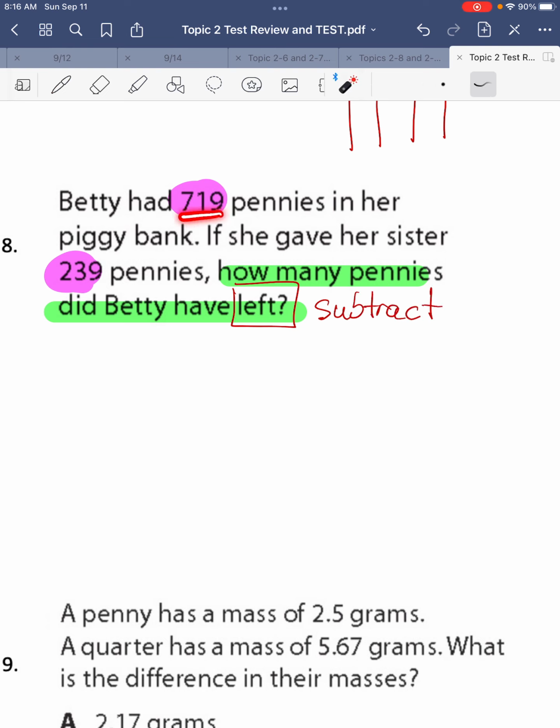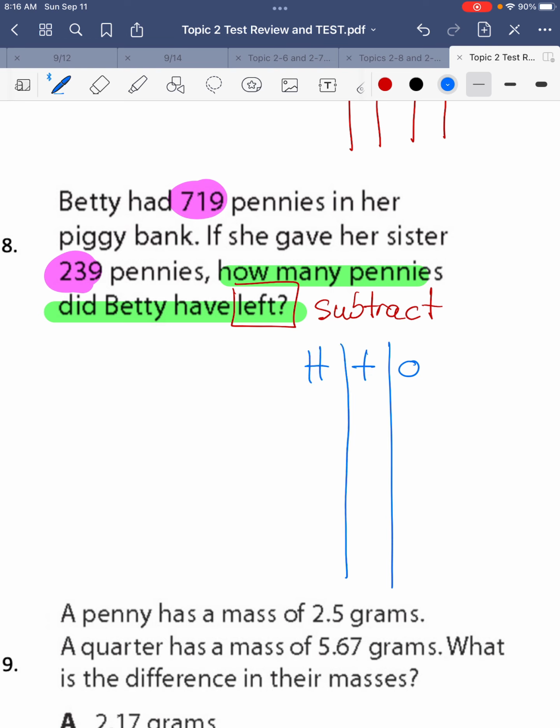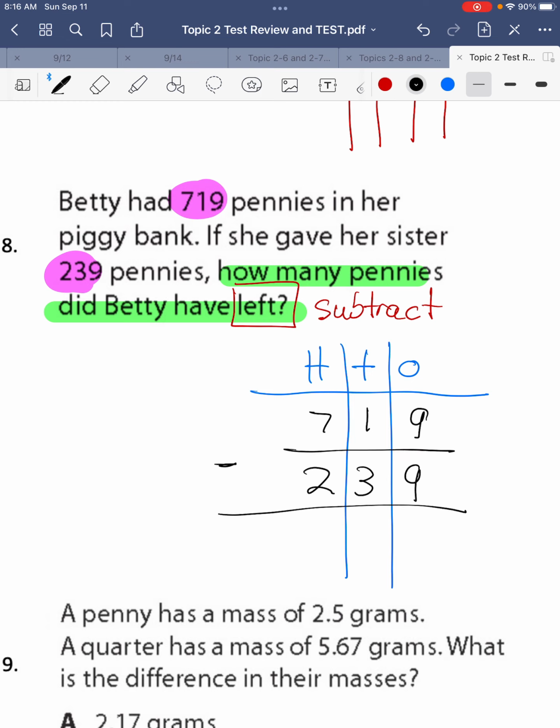So my numbers go to the hundreds place, so I'm going to make my PVC chart to the hundreds. So I have my ones, tens, hundreds. Remember, when I'm subtracting, the bigger number goes on top. So 719 minus 239. 9 minus 9 is 0. I cannot do 1 minus 3. 7 becomes a 6. The 1 becomes an 11. 11 minus 3 is 8. And 6 minus 2 is 4. This is my answer, 480.